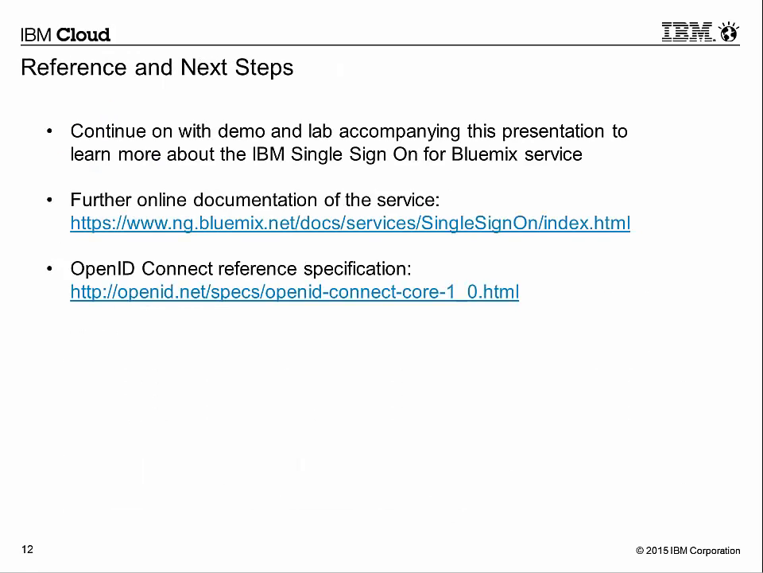To learn more about external authentication and the IBM Single Sign-On service for Bluemix, please watch the accompanying demo and perform the self-paced lab exercise. The online documentation link shown here includes further step-by-step information that covers topics not included in the lab, such as adding a social media identity provider and the configuration of Java applications with the Single Sign-On service. Applications use an OpenID Connect client to interact with the Single Sign-On service. If you are interested in learning more about how OpenID Connect performs external authentications, the link to the reference specification for OpenID Connect is provided here.